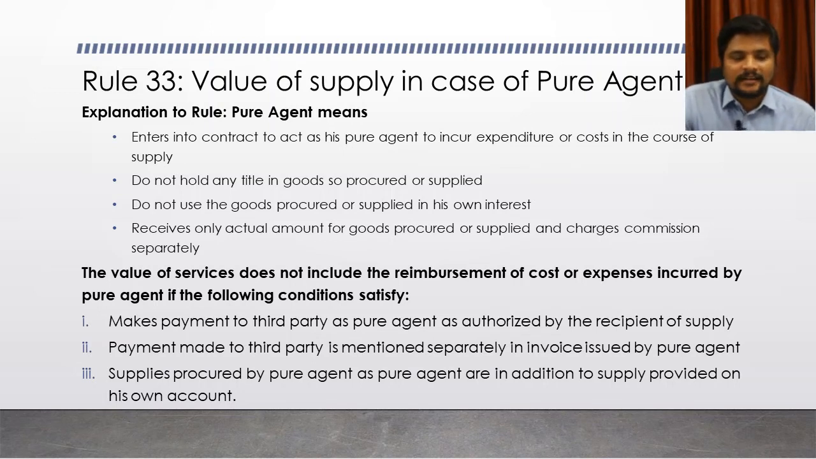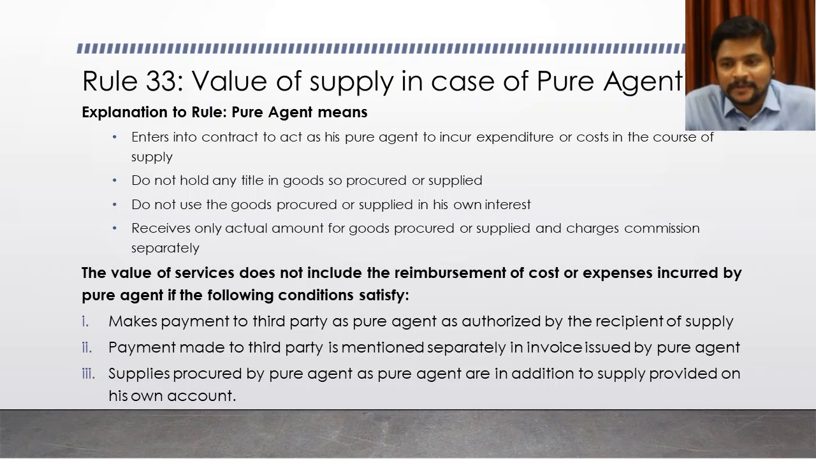The agent enters into a contract for what? To incur certain expenditure or cost in the course of the supply. See, a person is entering into a contract with the supplier or recipient, whatever the case may be. Based on that contract, he says that he will act as a pure agent. Acting as a pure agent means he is incurring the expenditure or cost in the course of his supply, as a pure agent for the third party or another person. That is pure agent. Second, he does not hold any title in the goods he procures or supplies.